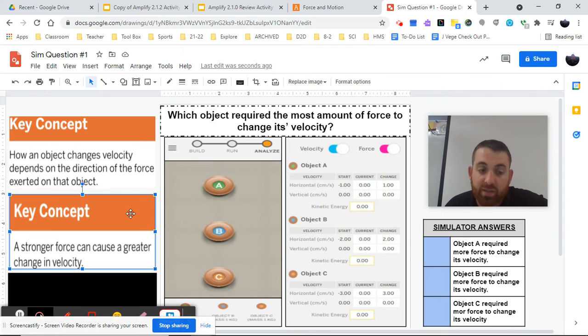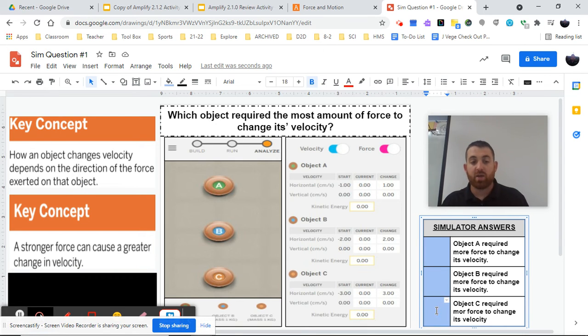Now, the key concept that really helps us understand and answer this question is a stronger force can cause a greater change in velocity. So the greater the force, the greater the change. So when we look at this, we have to ask ourselves, okay, where do we see the greatest change in velocity? Well, the greatest change, 1, 2, 3, would be object C. So object C would have the greater change in velocity. It would require the stronger force to cause that greater change.